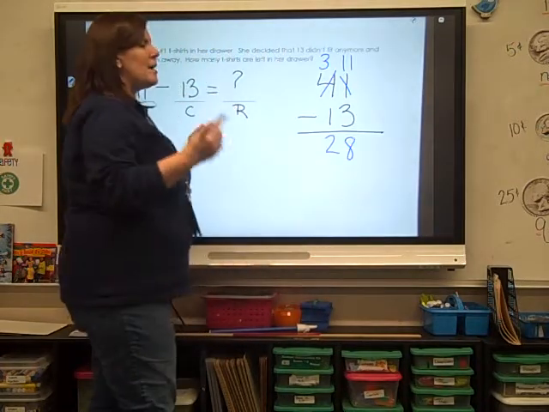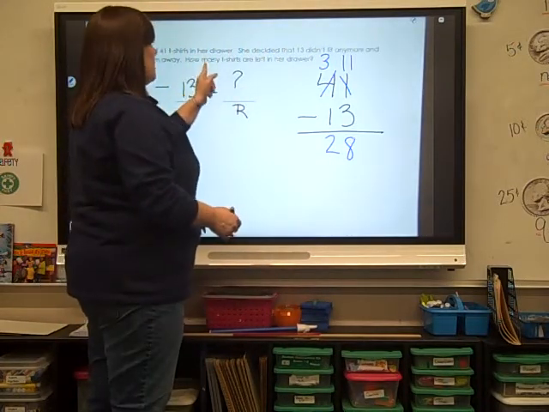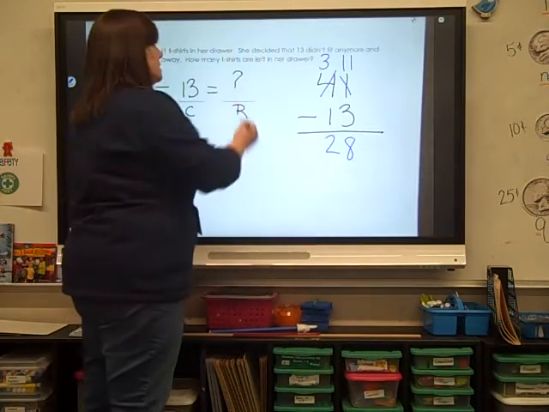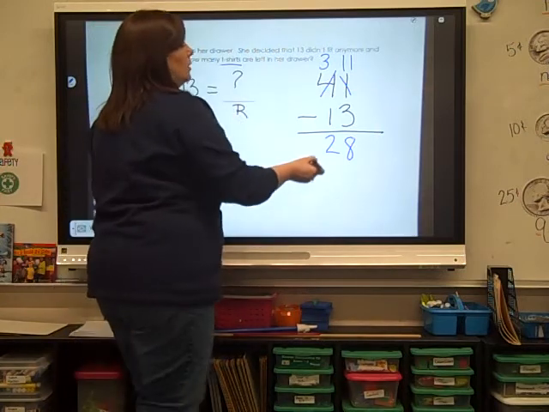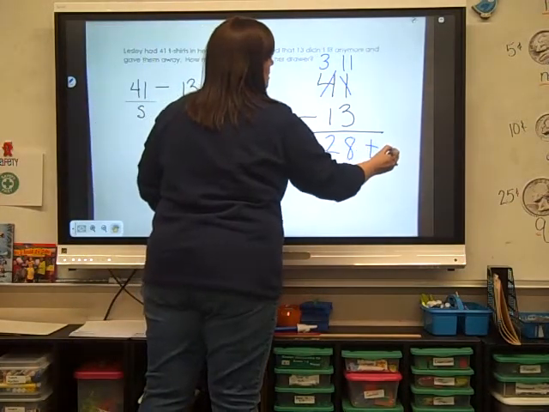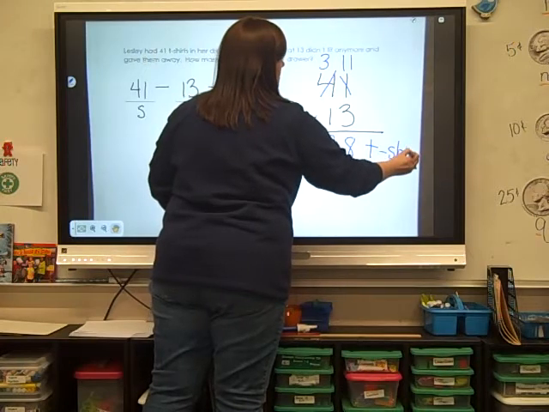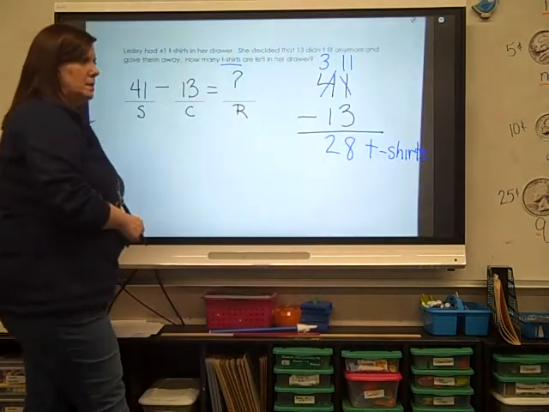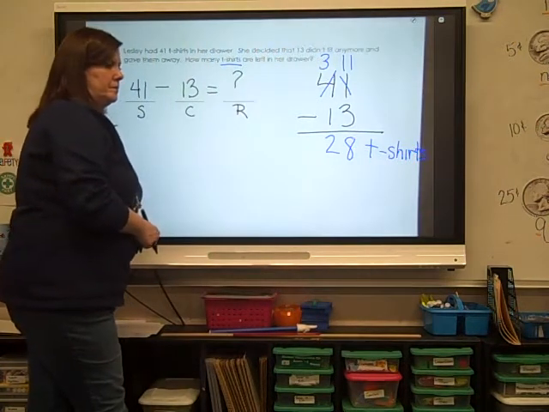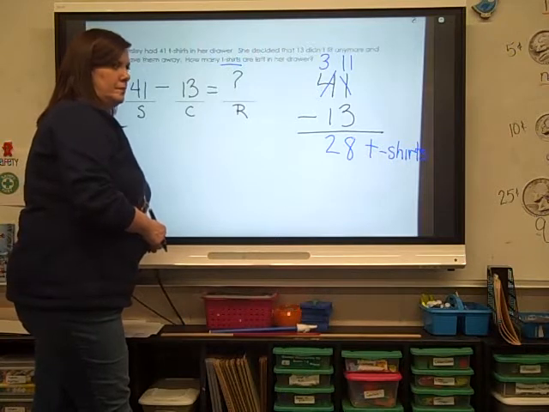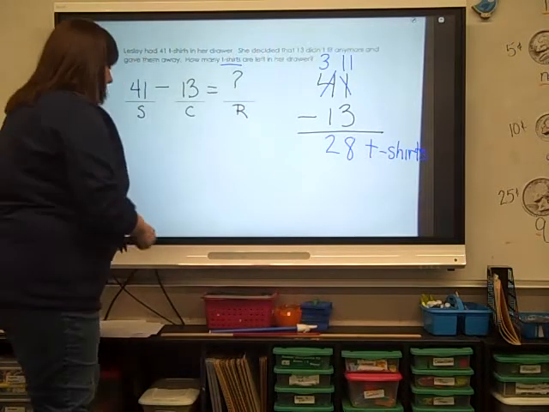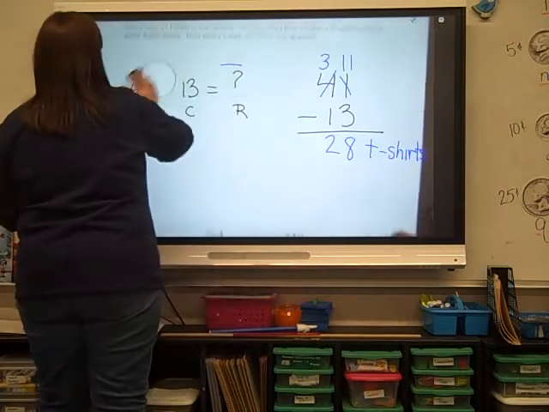28. 28 what? Look at the question. How many t-shirts are left in her drawer? She has what? 28 t-shirts. So label your answer. T-shirts. Okay. Take a minute to label. All right, I'm going to erase and let's look down at the bottom, see what we've got.